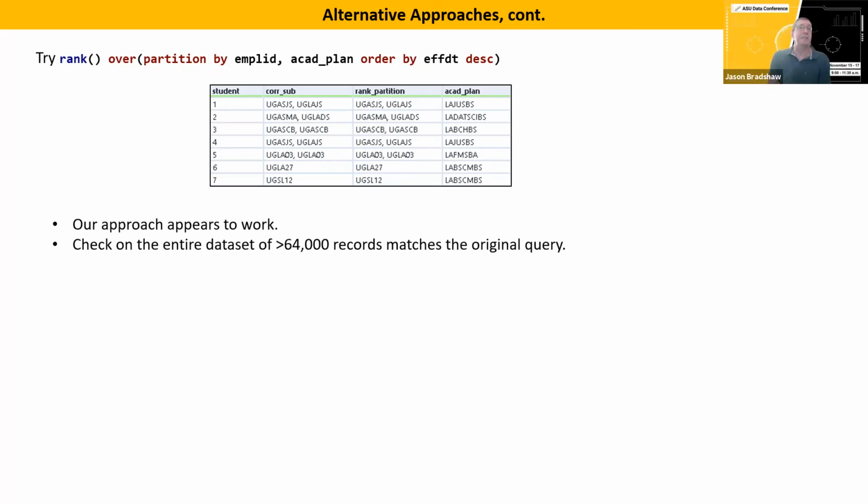Now for the entire data set, again, this is a subset of 7 students, but the entire query returned 64,000 students when we run this for the entire list of our current students in the college. This applies to both immersion and online students.